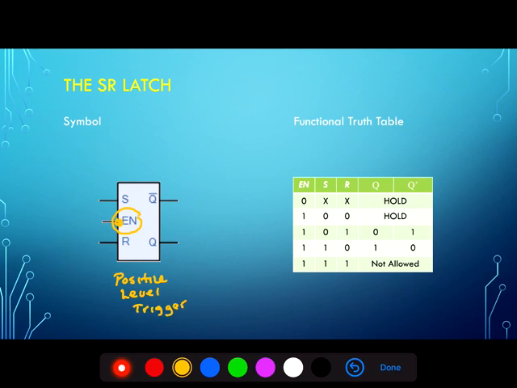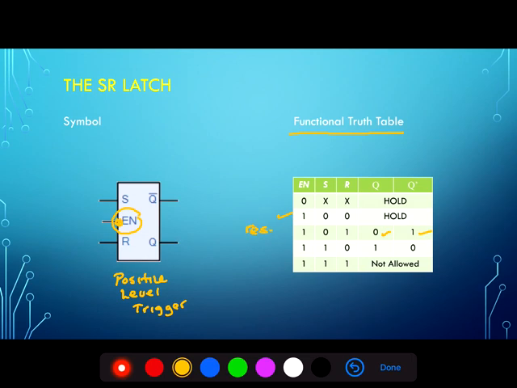The functional truth table to the right tells us what's going to happen for certain combinations of the input. When enable is high and S and R are both 0, that means that the outputs will hold. Whatever Q and Q0 are at that time, they will just hold their values. When the input S is 0 and R is 1, the outputs go into a reset state where Q is equal to 0 and Q0 is equal to 1.